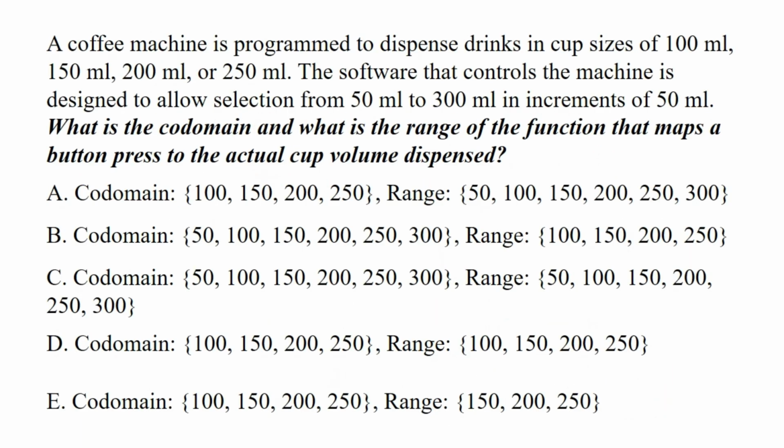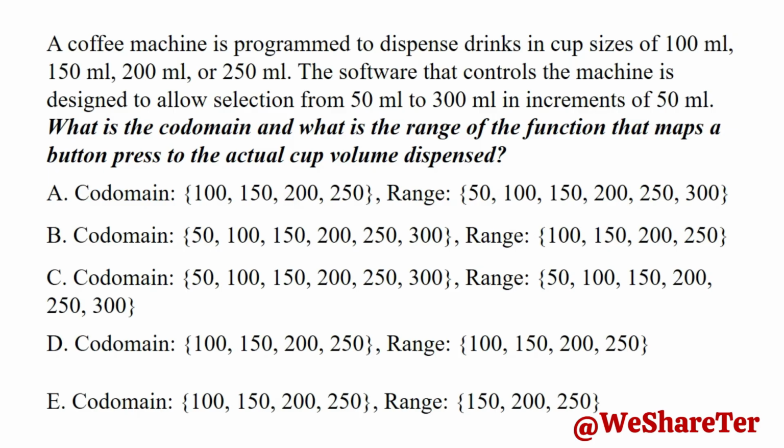Great. Let us consider the last tutorial question for this video. A coffee machine is programmed to dispense drinks in cup sizes of 100 milliliters, 150 milliliters, 200 milliliters, or 250 milliliters. The software that controls the machine is designed to allow selection from 50 milliliters to 300 milliliters in increments of 50 milliliters. What is the codomain, and what is the range of the function that maps a button press to the actual cup volume dispensed?